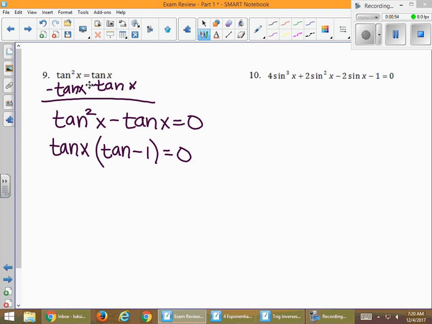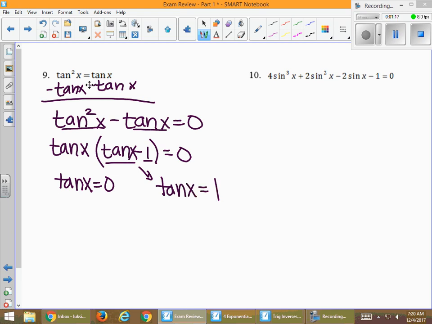Just make sure however many terms you started with, that's the number of terms that you need in your parentheses. So since we started with 2 terms, we need 2 terms in our parentheses. And now we have tangent of x equals 0 and tangent of x minus 1 equals 0. So tangent of x equals positive 1.